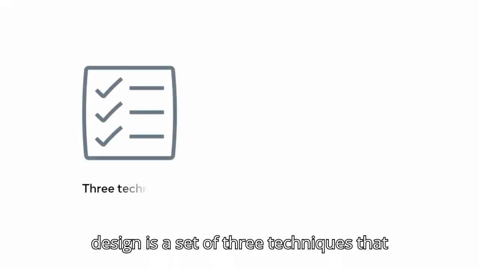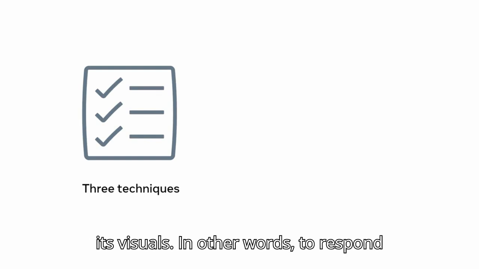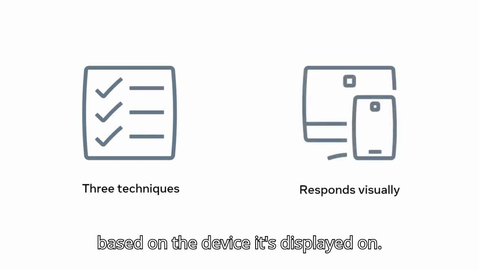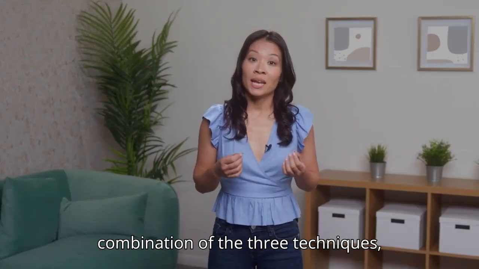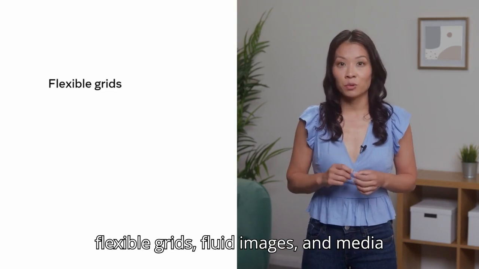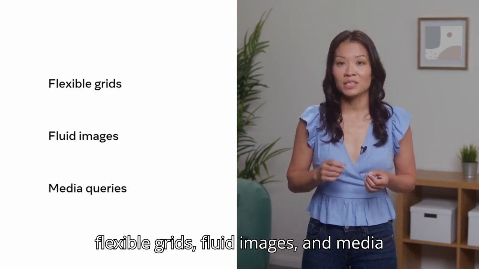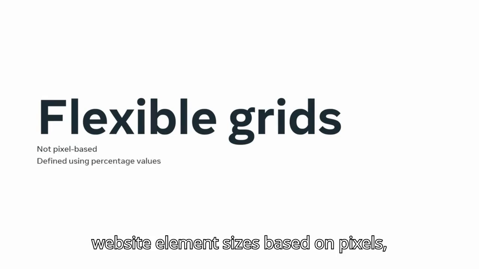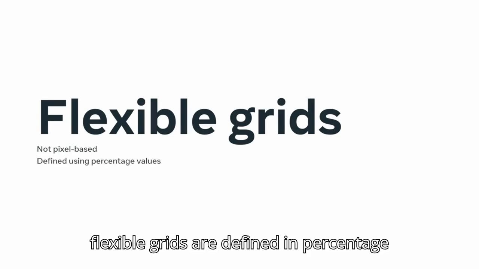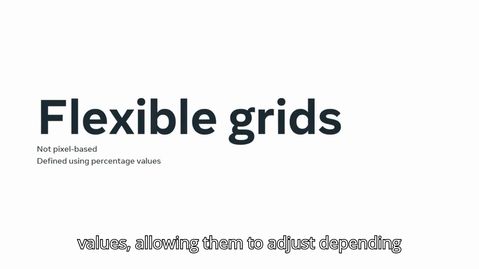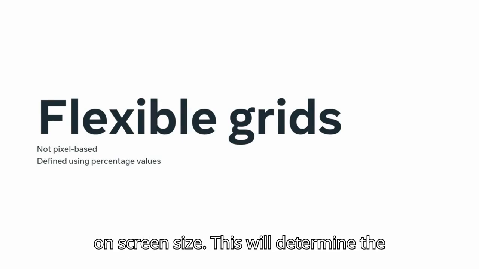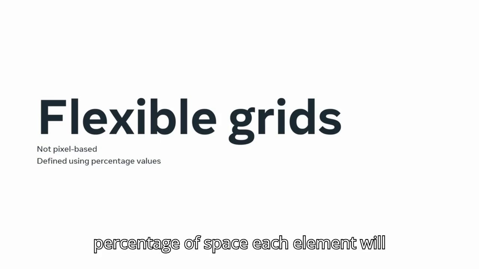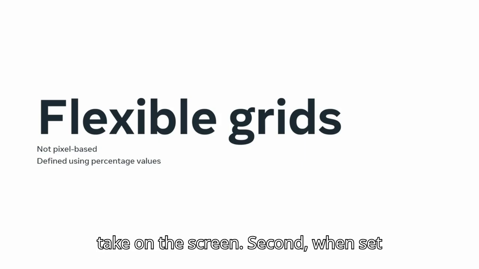Responsive design is a set of 3 techniques that allow a website to automatically change its visuals. In other words, to respond based on the device it's displayed on. Responsiveness is created by a combination of the 3 techniques: flexible grids, fluid images, and media queries. First, instead of defining website element sizes based on pixels, flexible grids are defined in percentage values, allowing them to adjust depending on screen size. This will determine the percentage of space each element will take on the screen.